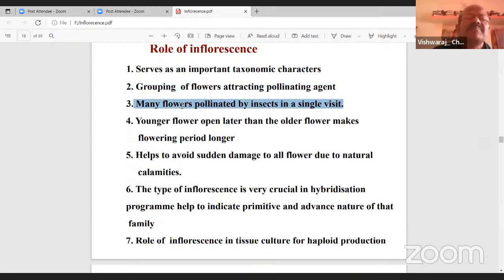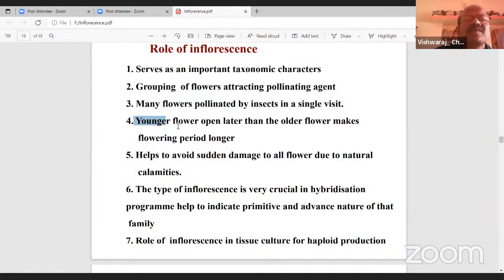Third role, many flowers are pollinated by insects in a single visit. Suppose one insect comes in contact with this inflorescence. A number of flowers are pollinated in a single visit.